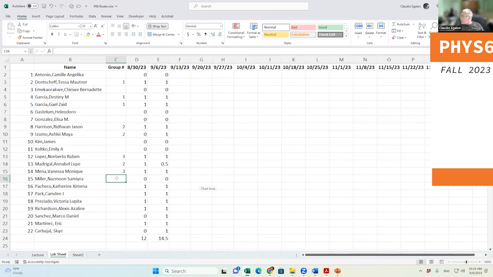Okay, Nazmon is not here, right? Catherine, do you know, is Catherine here? I don't see Catherine. Okay, so I'm gonna put here half for Catherine. And Camden, you don't know anybody, right? No. So would you like to join Norberto's and Vanessa's group? Sure. Okay, group number 3.